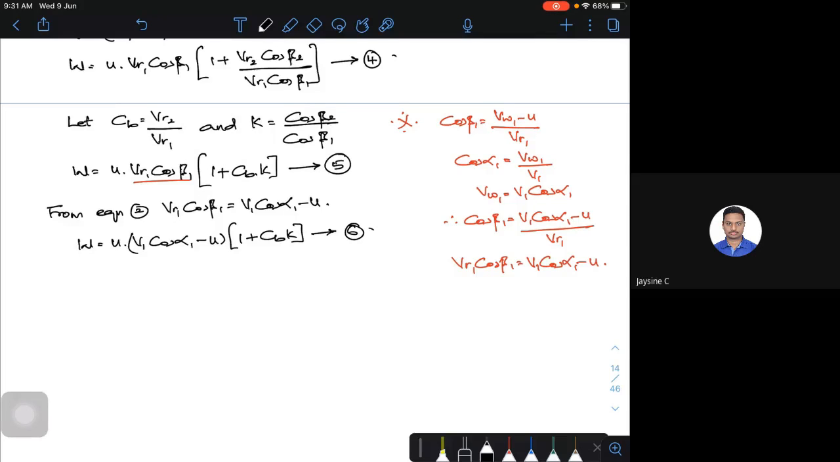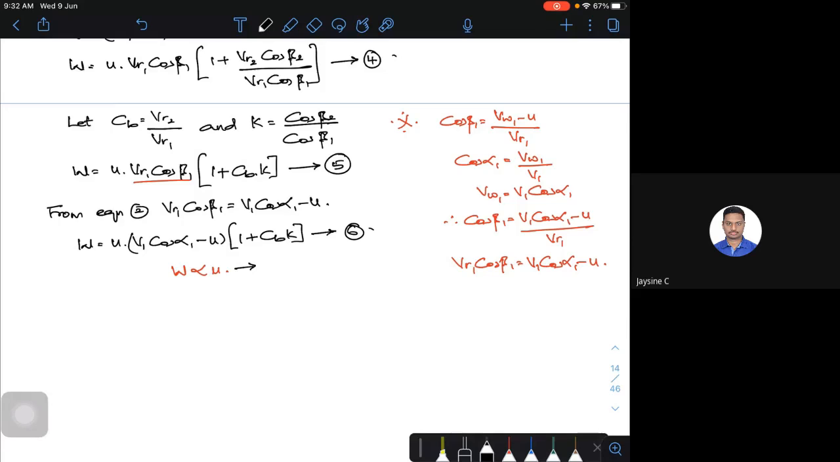If you closely observe here, CB is a constant, K is a constant, and alpha is an angle, also a constant. So from equation 6, your work W is directly proportional to your U. This is what we are going to get.